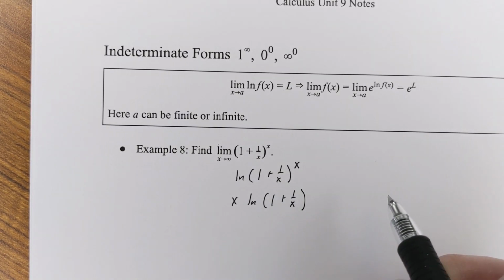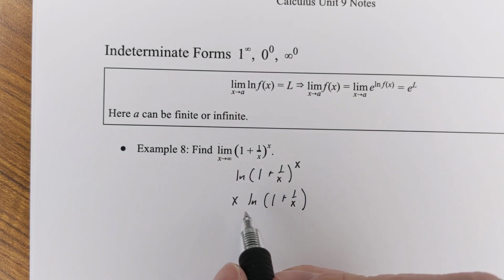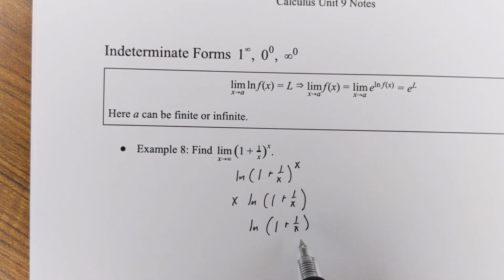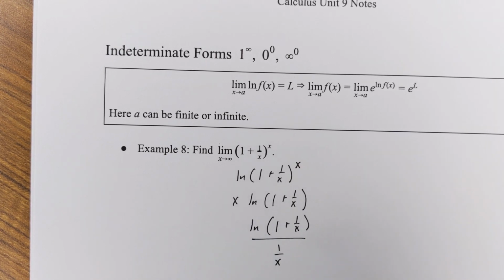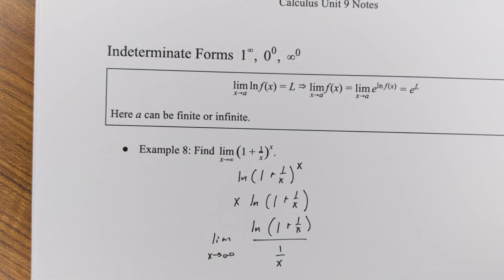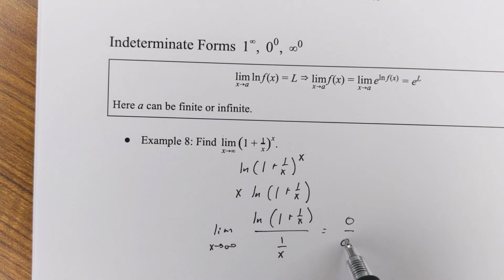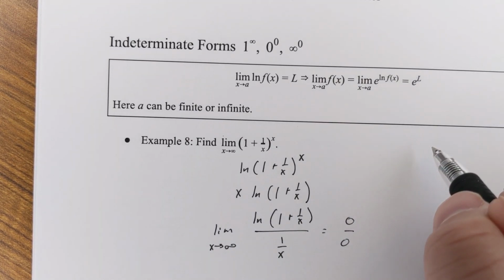So now I'm going to take this guy and make it a fraction. So he's going to move underneath as the reciprocal. So this is what I'm working with: limit as x goes to infinity. Now if I try to do that though, I get the natural log of 1, which is 0, divided by 1 over infinity, which is also 0, so I need to L'Hopital this.